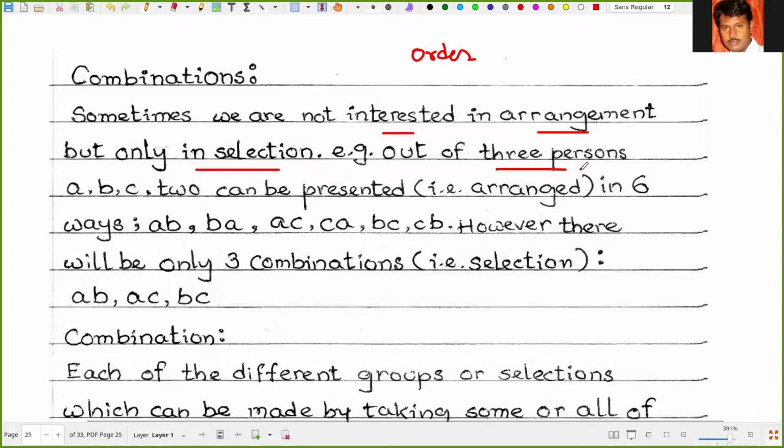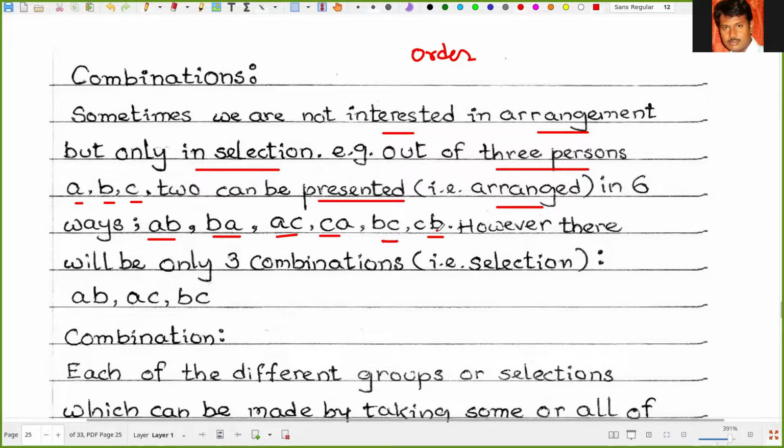Suppose out of the three persons A, B, C, two can be presented. That means they can be arranged in 6 ways. That means AB and BA are taken as different. So AB and BA are two different things. Then AC and CA are also different. BC and CB are also different.